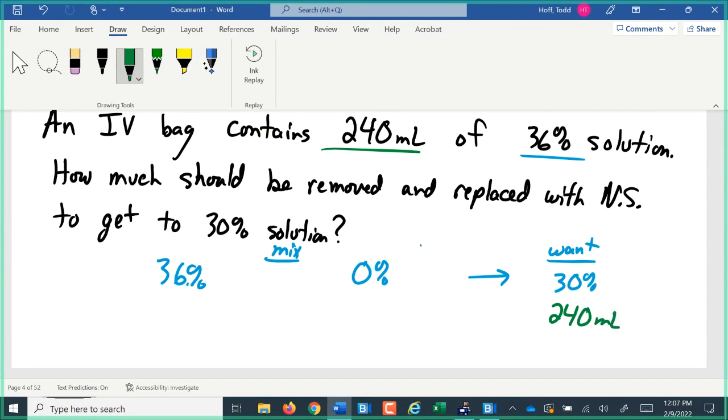So that's going to be, even though that is the 36% right now, that's not how much we're going to have in the end. That's how much of the 30% solution we're going to have in the end. We're going to remove a certain amount. That's going to be my X. The amount we remove and the amount we replace will be the same. So X is the amount of normal saline added. That's also going to be the amount that we remove. So then the amount of 36% is the amount that gets left in the bag. That's the original 240 milliliters minus the X milliliters that we removed. Of course, that adds up to 240.